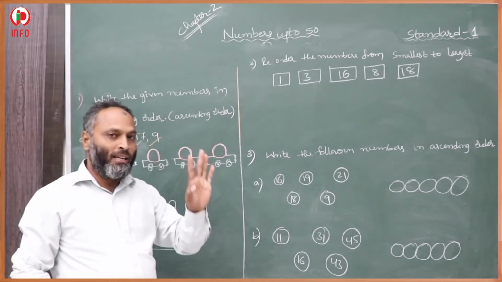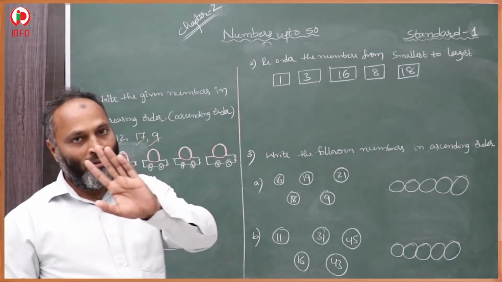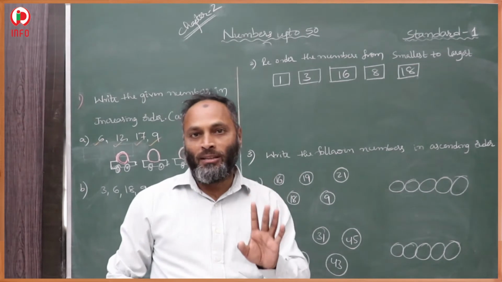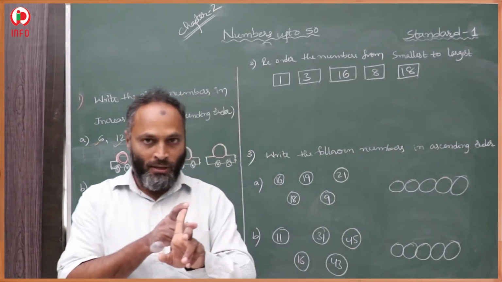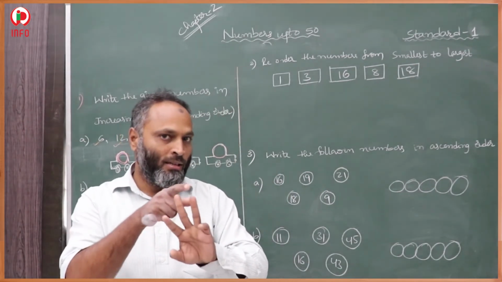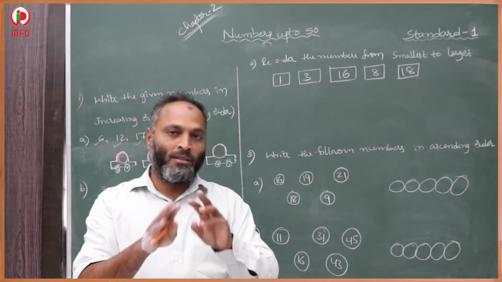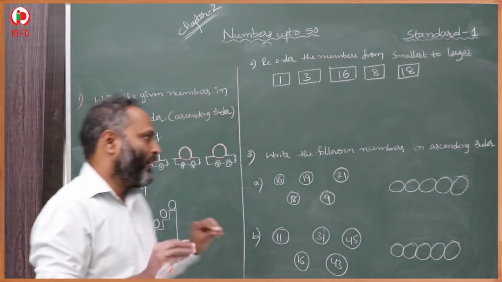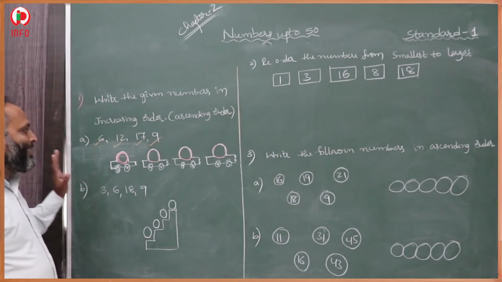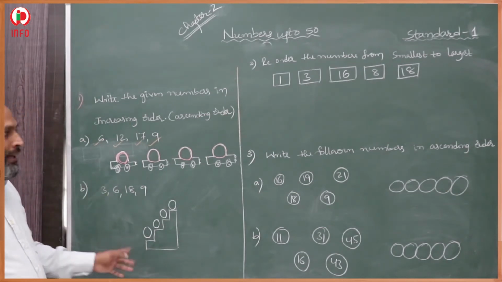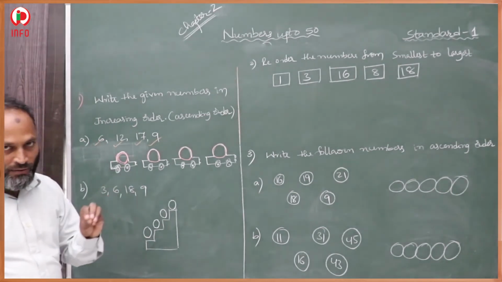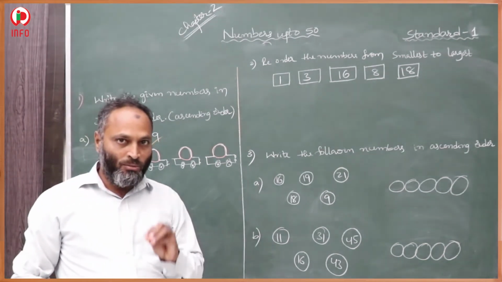Ascending order, increasing order, from smaller to bigger. The question is the same, so we follow ascending order. Ascending means increasing order. In these 4 numbers, first we have to decide which one is very small.